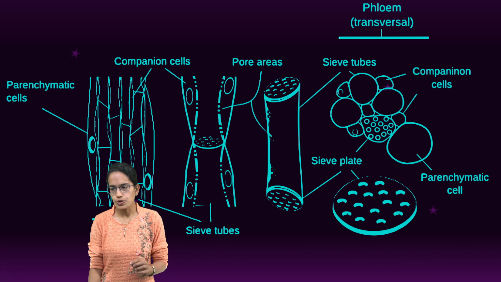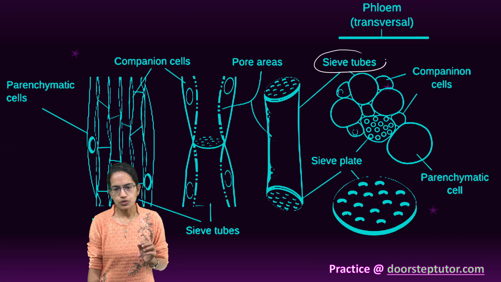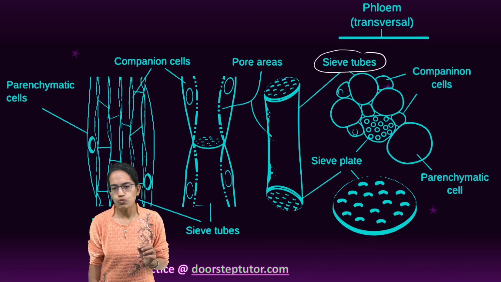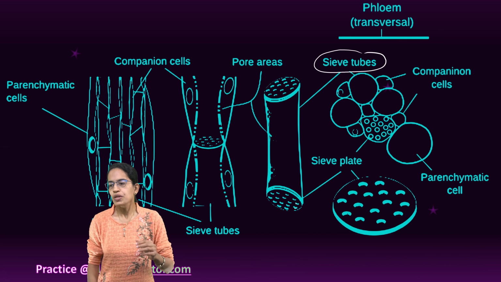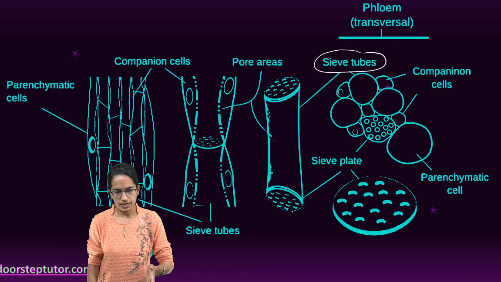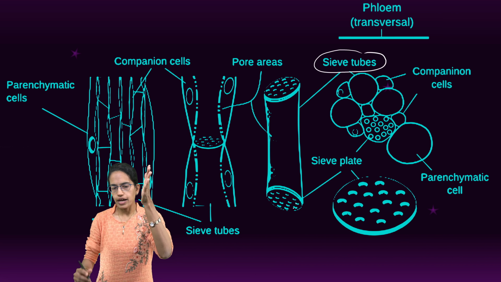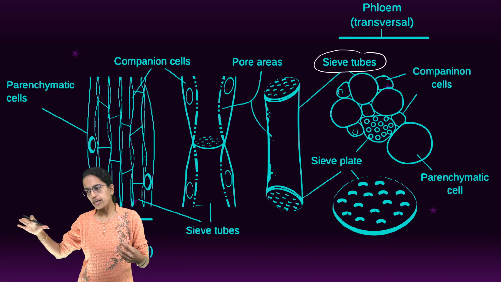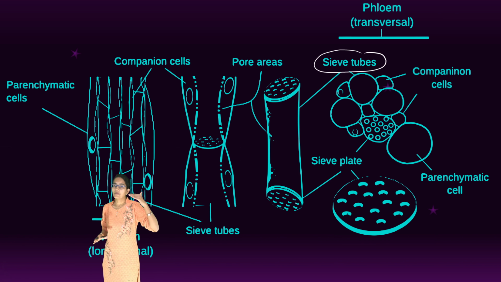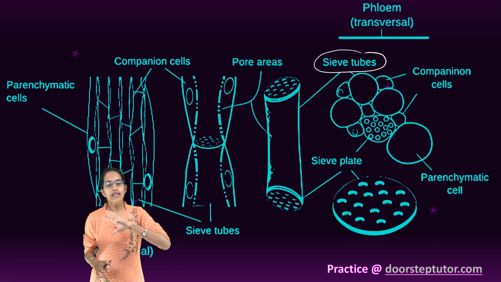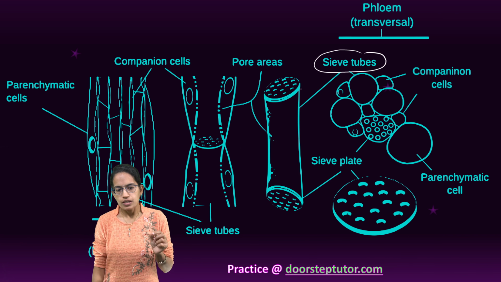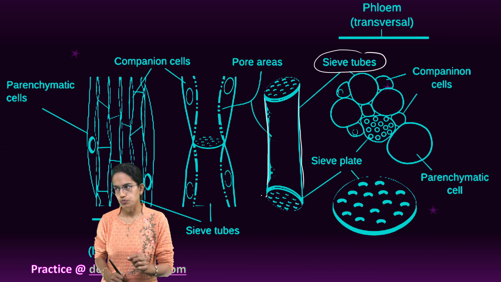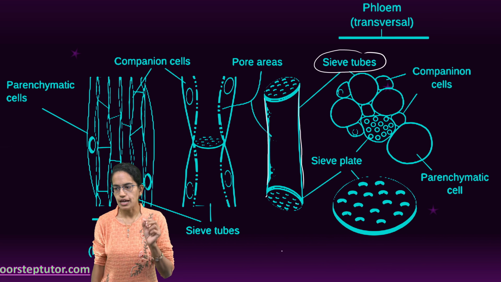Now coming on to sieve tubes. As you can see the structure here, this is the sieve tube. The end of the sieve tube would have the sieve plates, and these are cylindrical conducting tissues which are arranged end to end. So it's an arrangement which is seen. They are mature cells without any nucleus, but the walls which are present are thin in the case of sieve tubes. Very, very important, sieve tubes have thin walls.